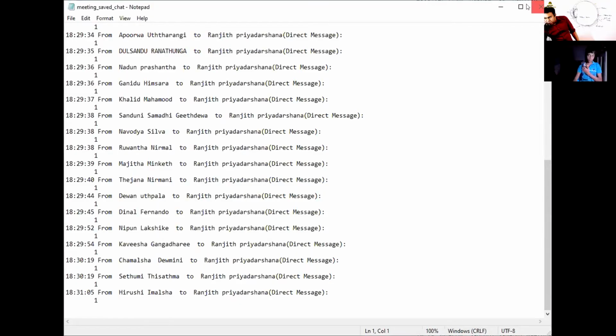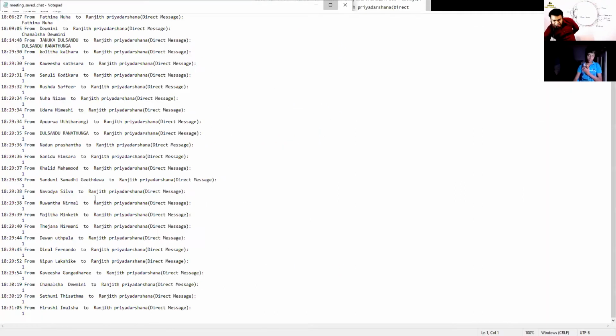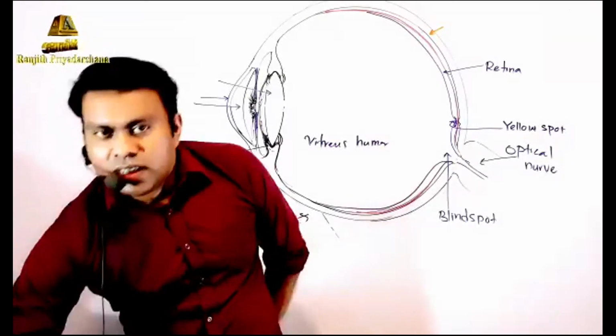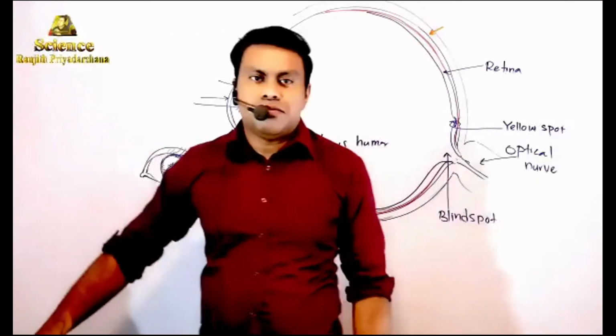Can you see this? This is under one, so that's how you can see the participants.